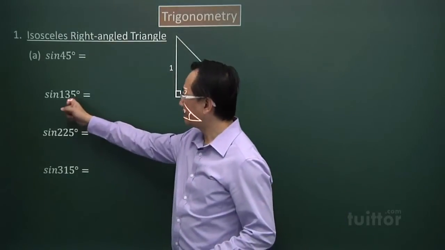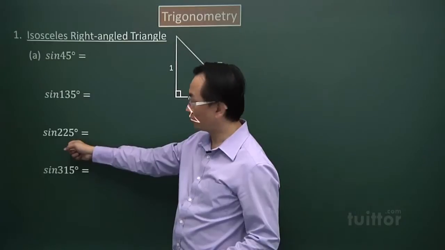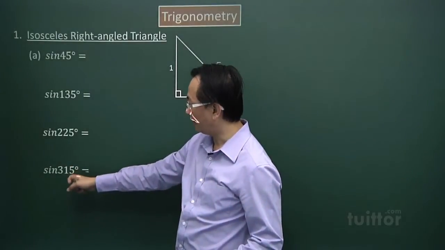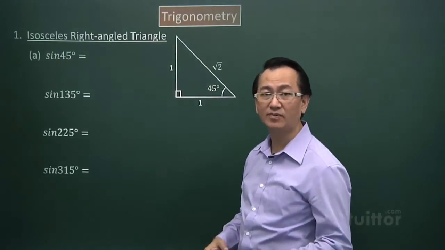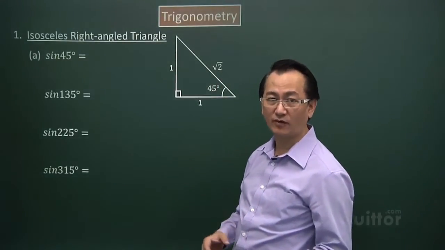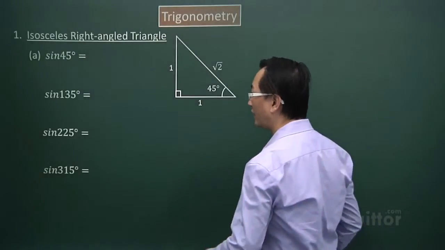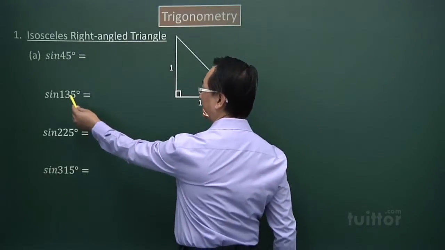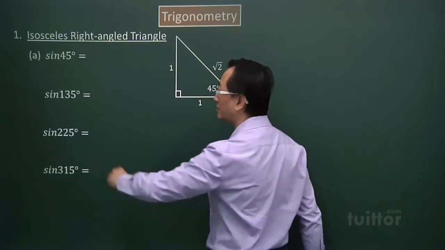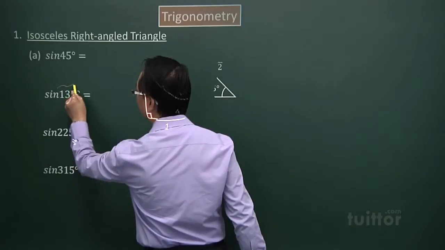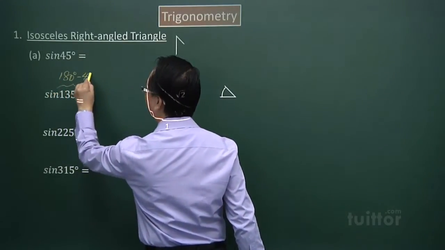Now, this angle here, 135, and this angle here, 225, and this one, 315, can be obtained simply by some formula. So 135 is an obtuse angle, or a second quadrant angle. So I can take 180 minus the basic angle.